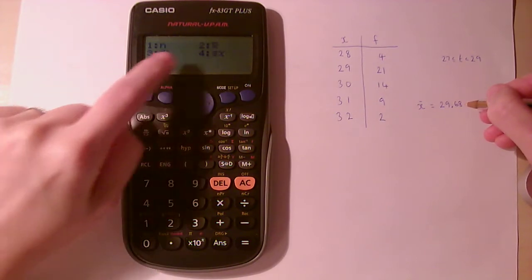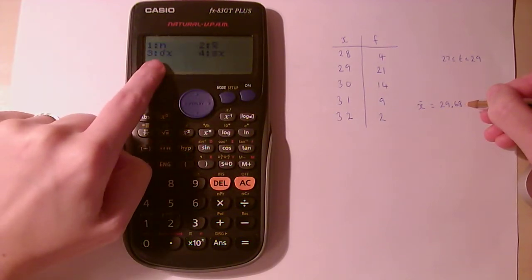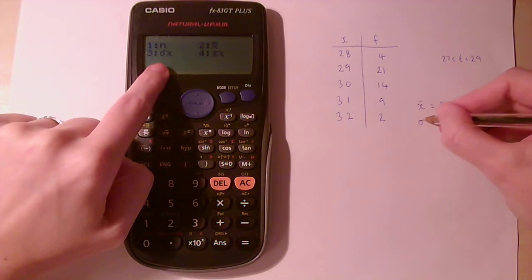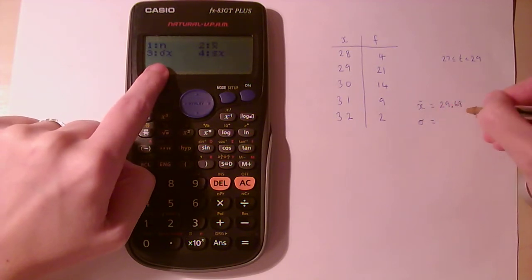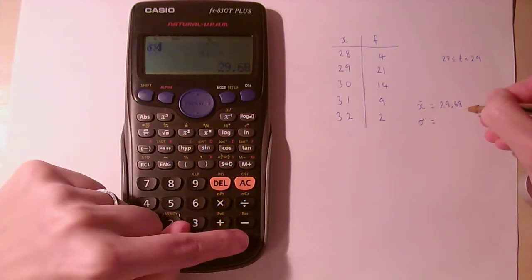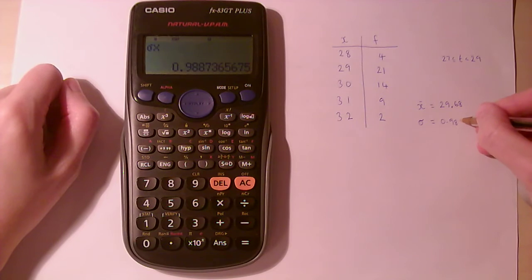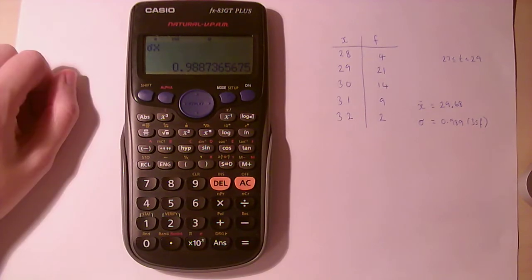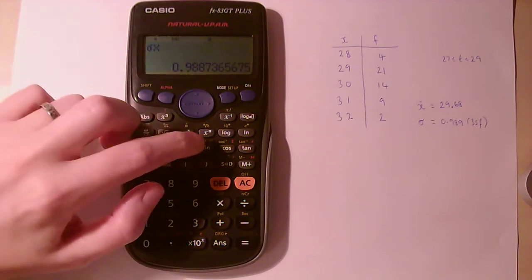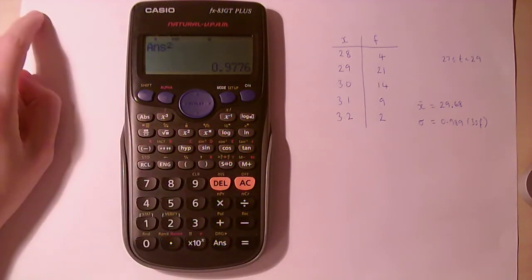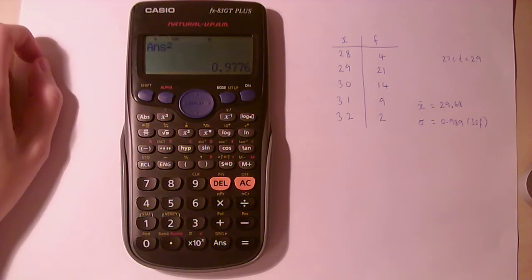I can do the same thing to choose the standard deviation, so Shift and 1 for stat, option 4, and standard deviation is sigma x. So the standard deviation of x, in this case, we get 0.989 to 3 significant figures. If the question had asked for variance instead of standard deviation, we could just square that number, 0.9776.